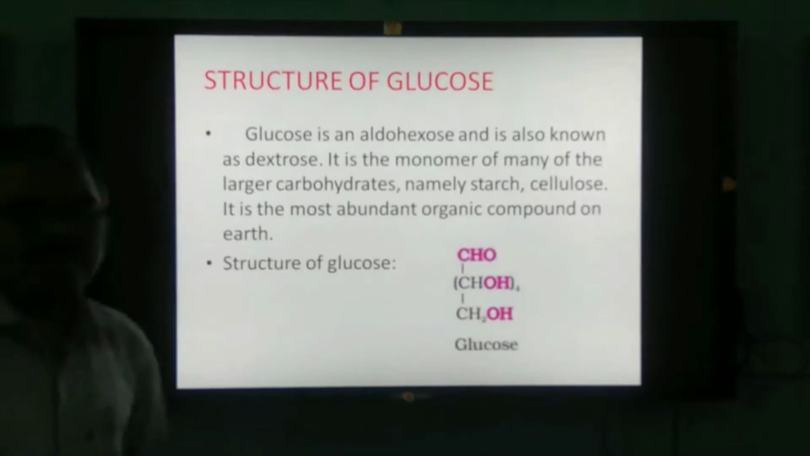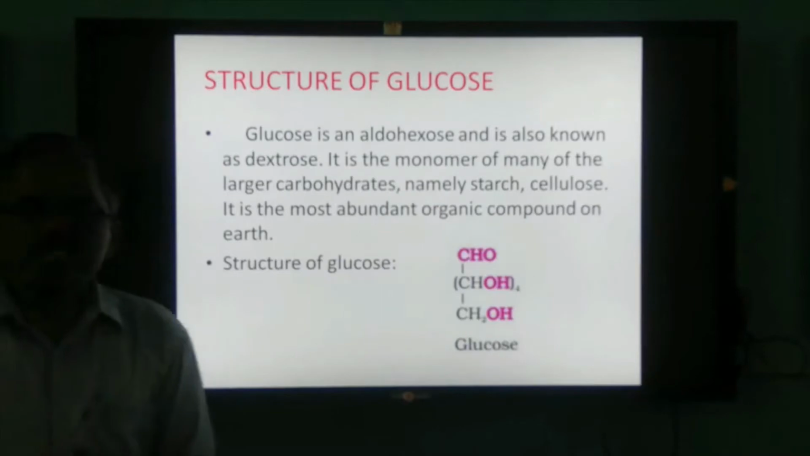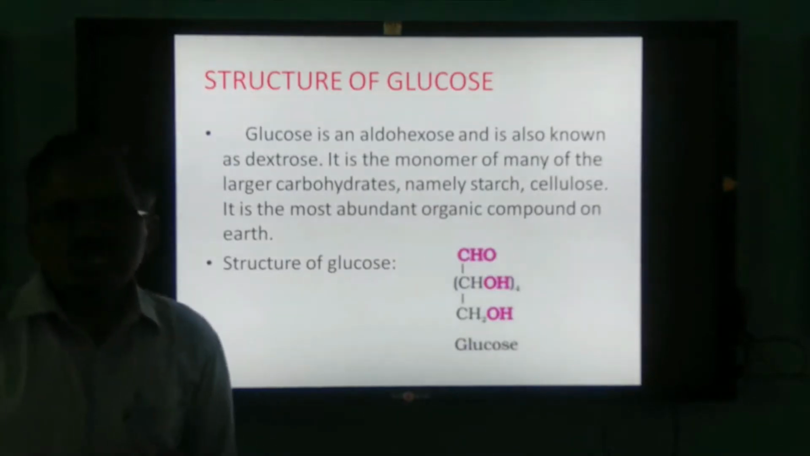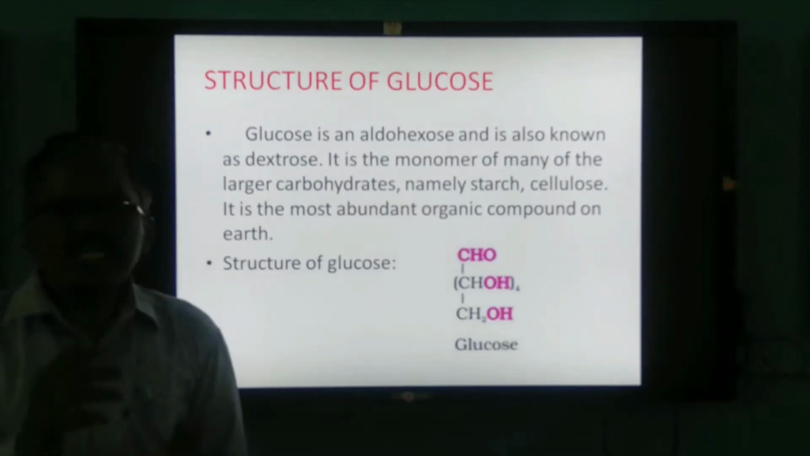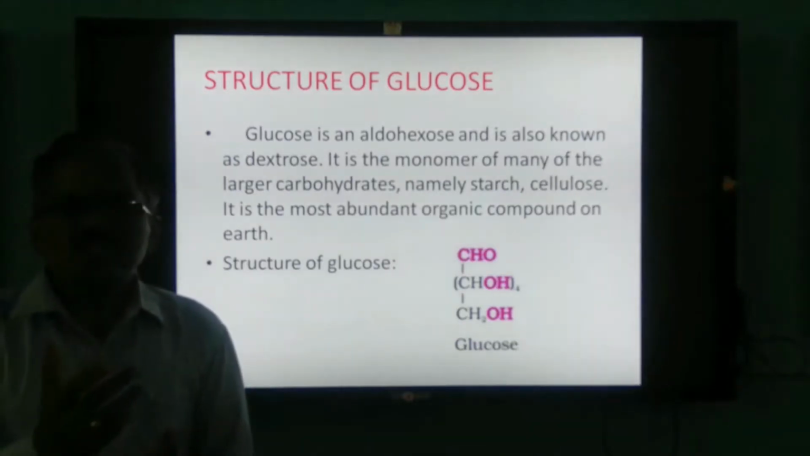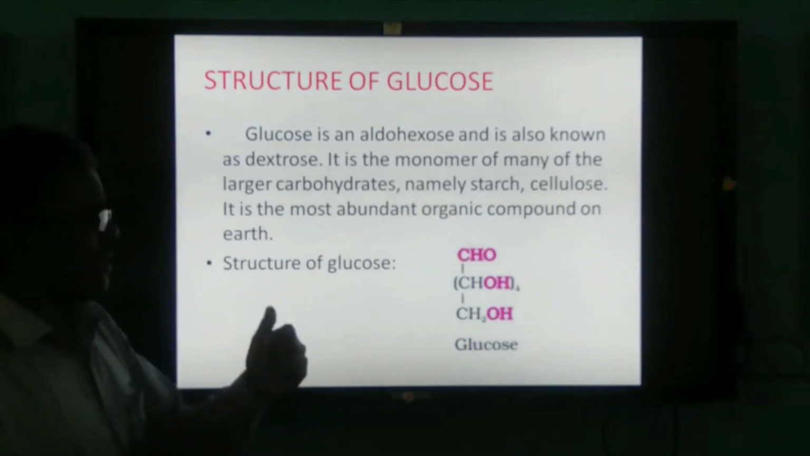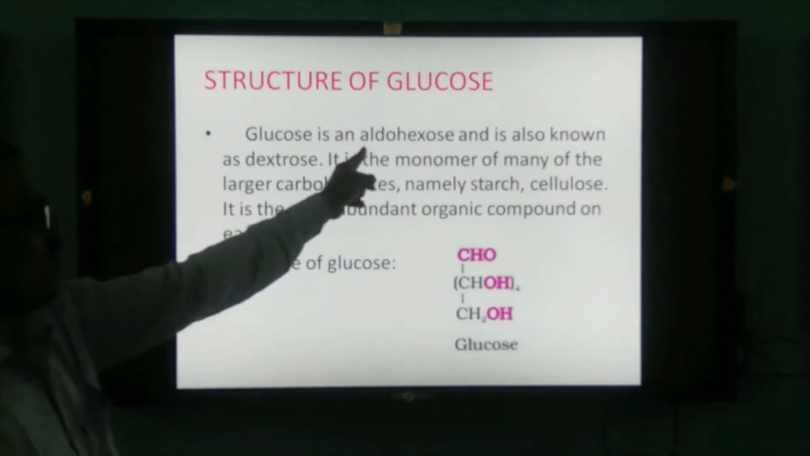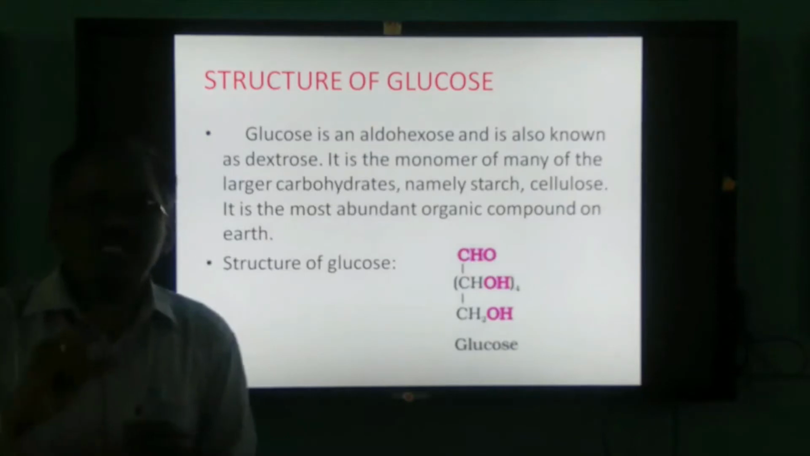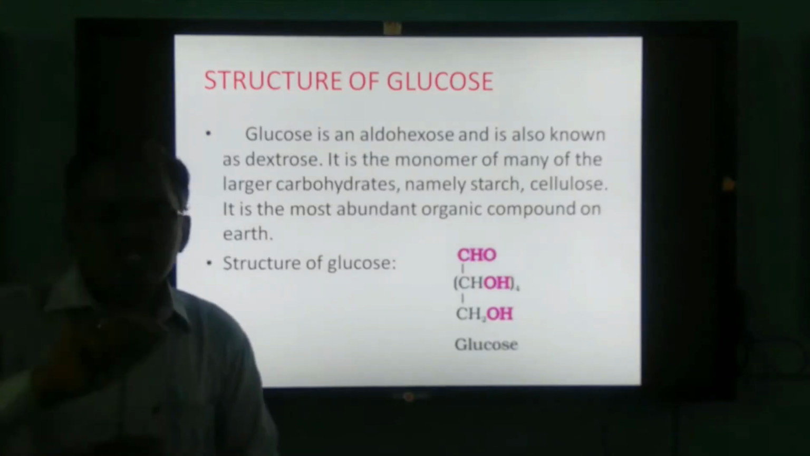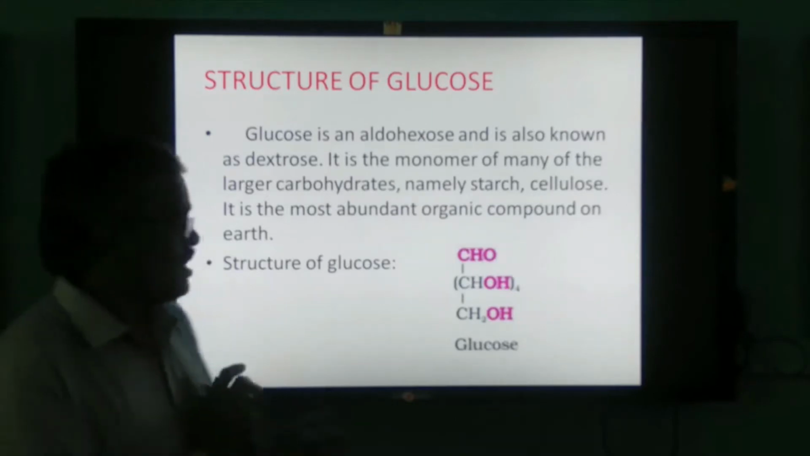Now when you come to the structure of glucose, the molecular formula is C6H12O6, containing 6 carbons, 12 hydrogens and 6 oxygens. Now we'll see what the various functional groups present in it are. That all comes under structure. Glucose is already known as aldohexose. The name itself indicates that glucose contains an aldehyde group. Hexa stands for 6 carbons, so it is a 6 carbon aldehyde. That much we can say from the name.